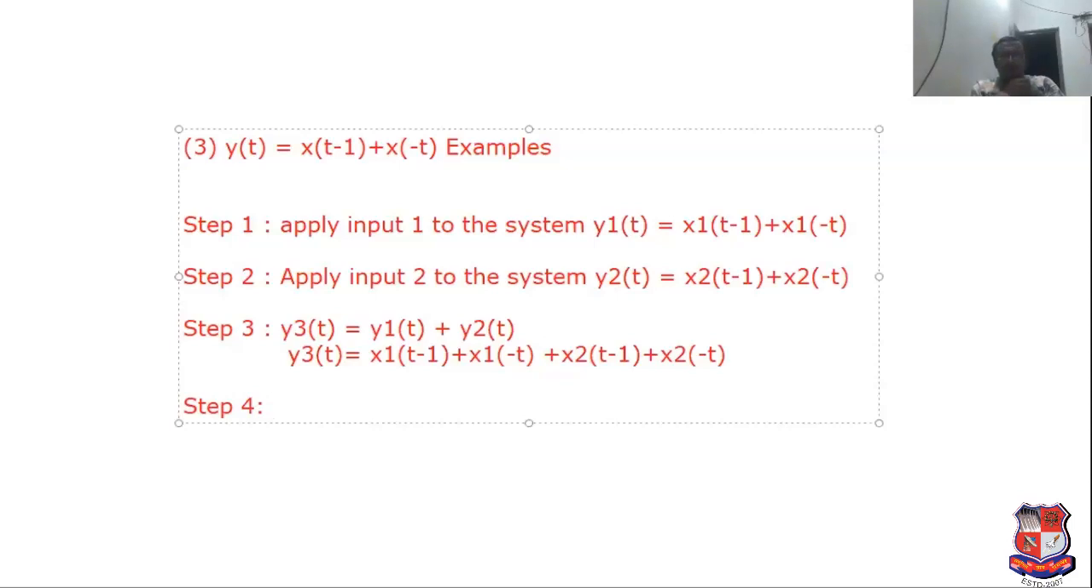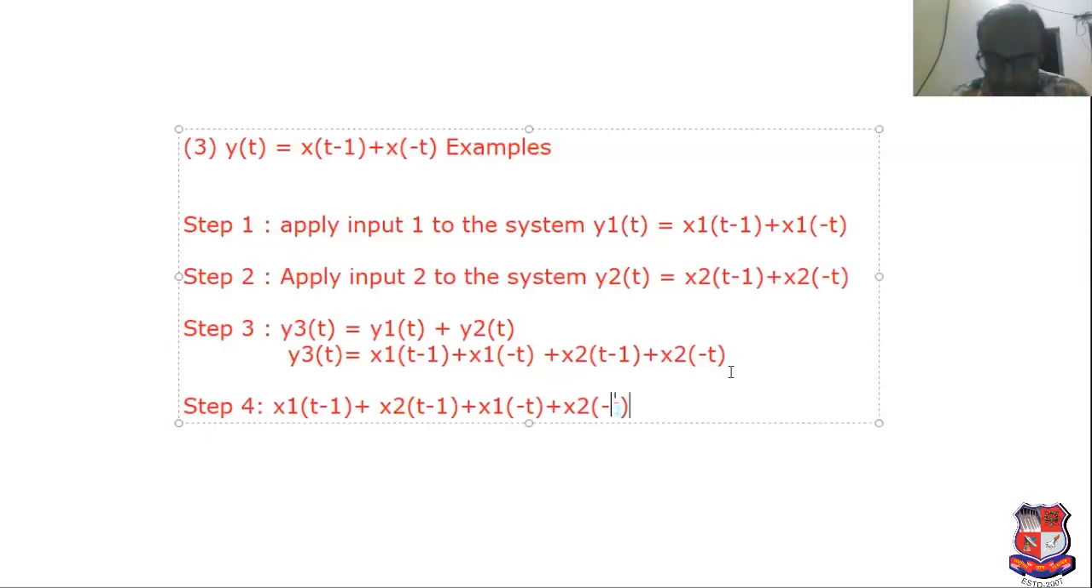Now step 4. y4 of t. y4 of t means we represent x of t in terms of x1 of t plus x2 of t. So here we can apply x1 of t minus 1 plus x2 of t minus 1 plus x1 of minus t plus x2 of minus t.